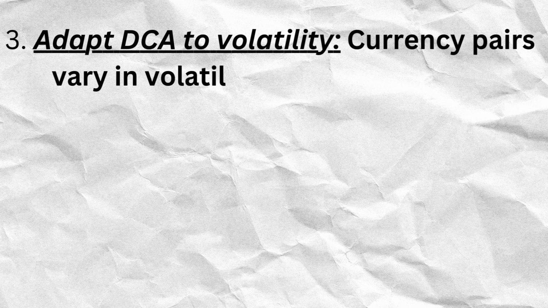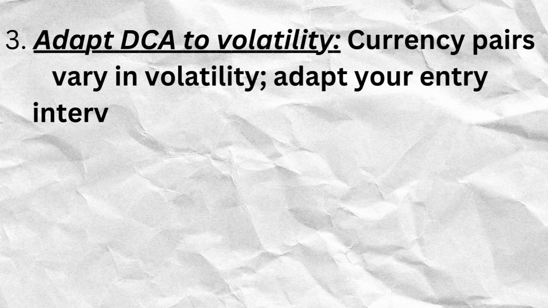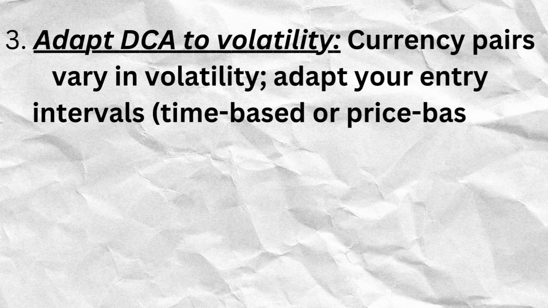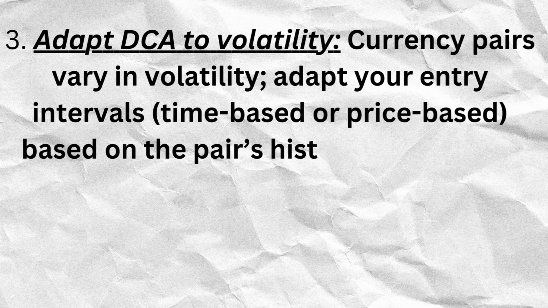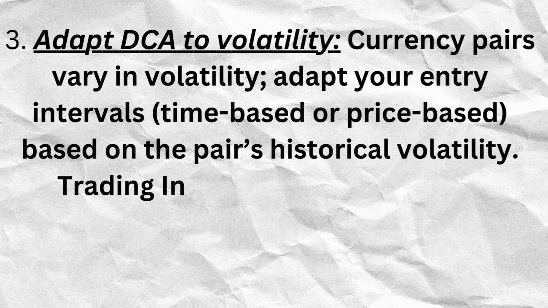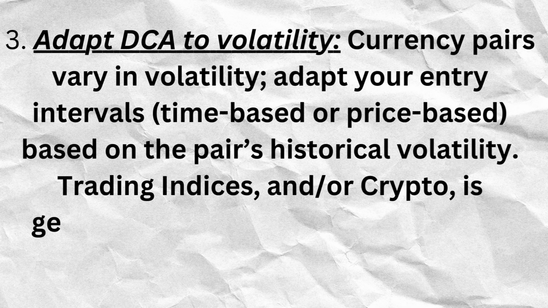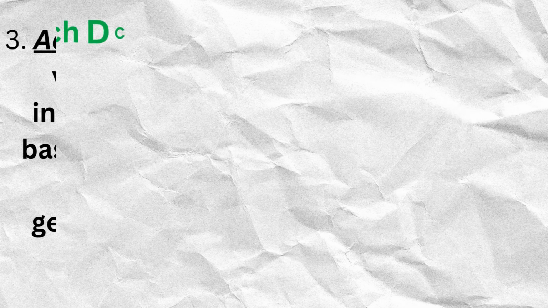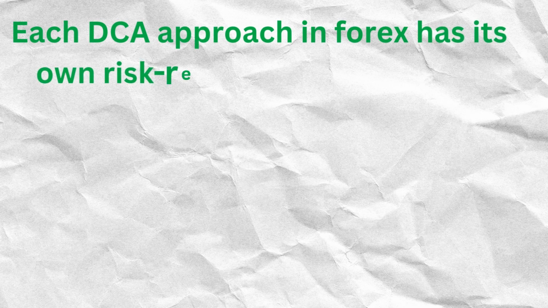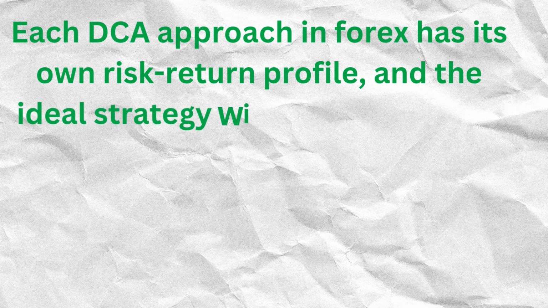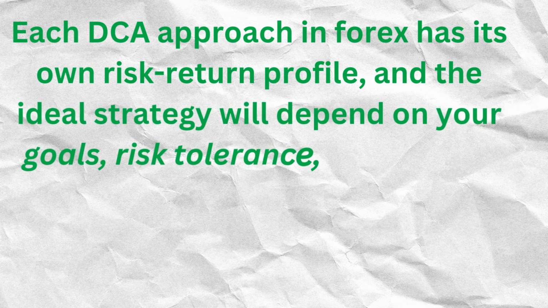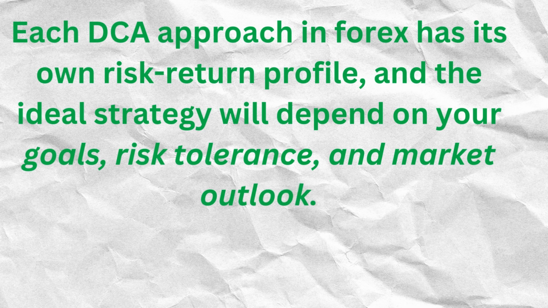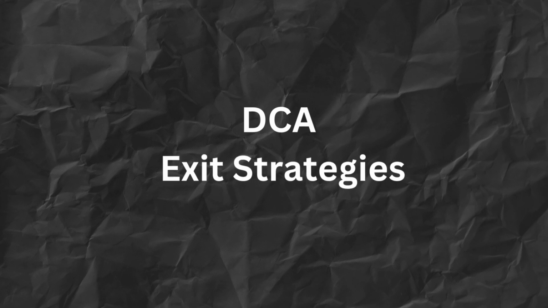Adapt DCA to volatility. Currency pairs vary in volatility. Adapt your entry intervals, time-based or price-based, based on the pair's historical volatility. Trading indices and/or crypto is generally not a good approach when using DCA. Each DCA approach in Forex has its own risk-return profile, and the ideal strategy will depend on your goals, risk tolerance, and market outlook. Now let's look at some exit strategies you can use.